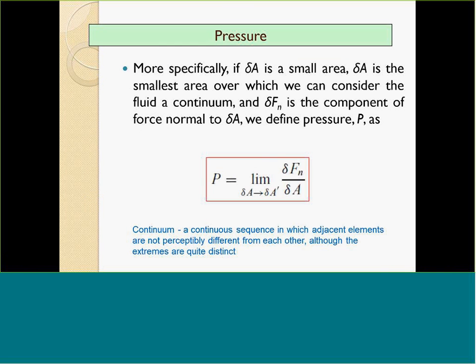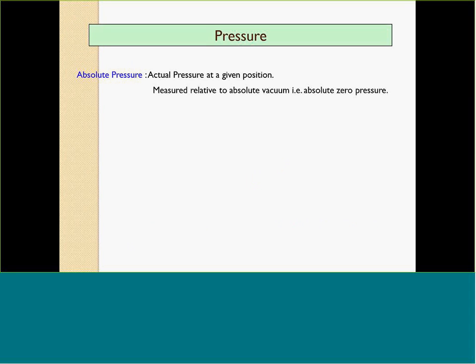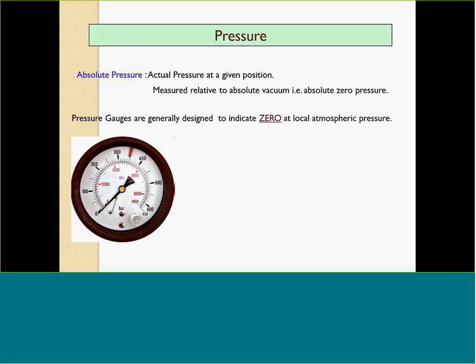Basically, when you have a small area, then you need to have the fluid continuum. It's going to be continuous in a particular system. As the pressure difference increases with the amount of air, you're going to have changes in the pressure.